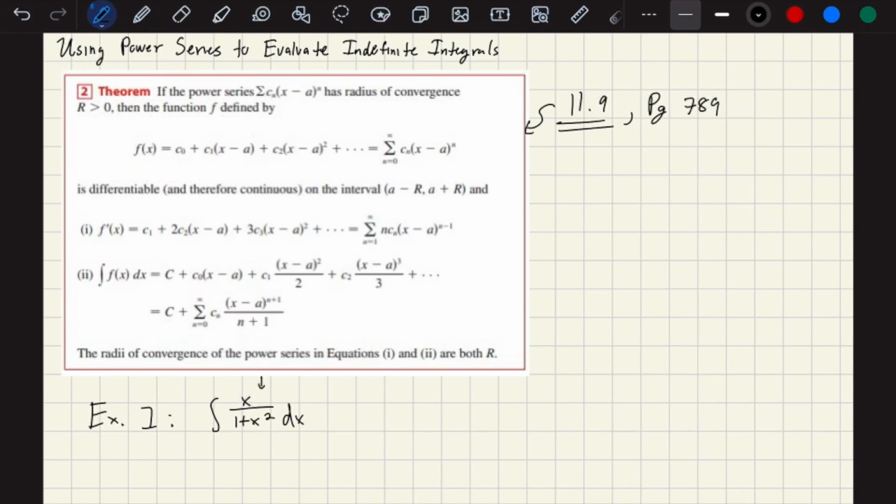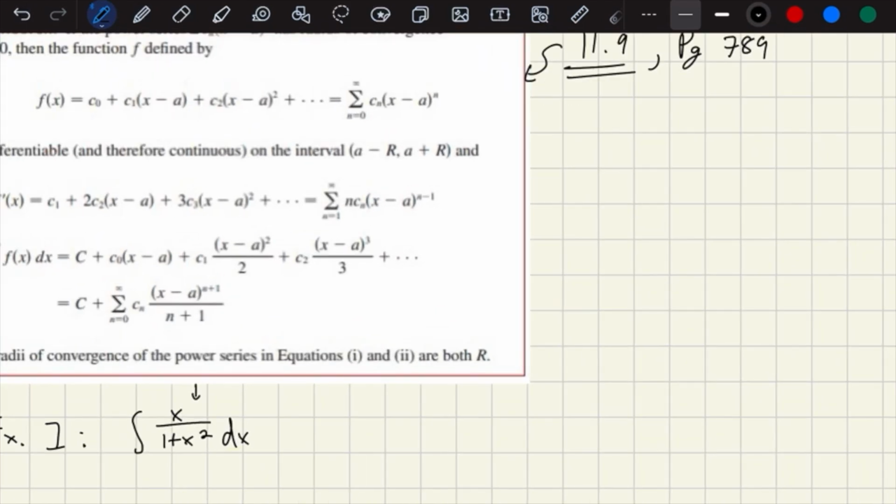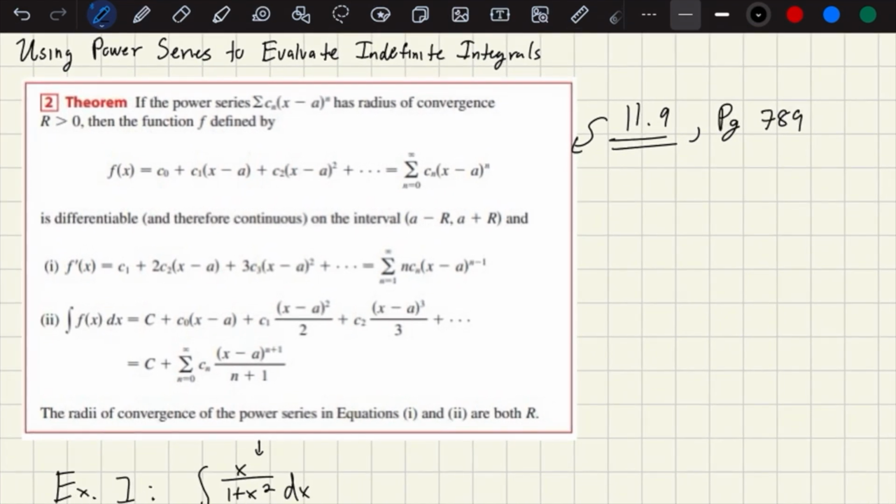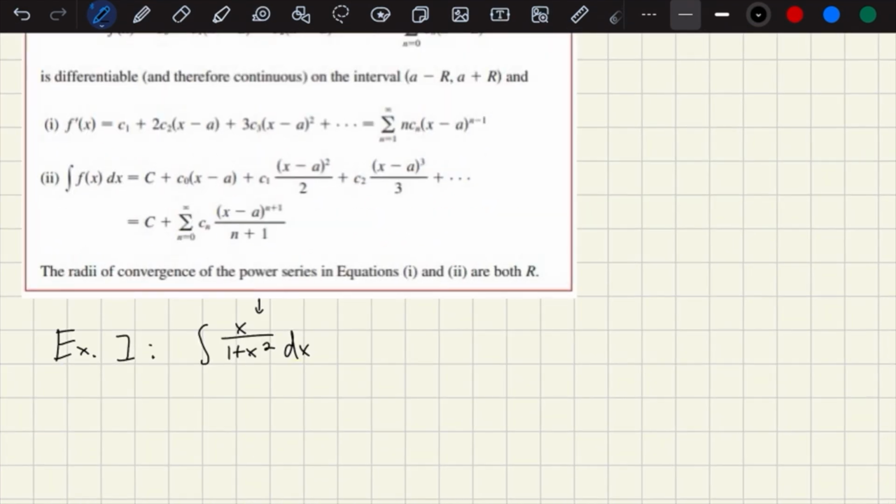Okay, welcome back to hopefully the last example that you have to watch, if you are watching, on how to use a power series to evaluate an indefinite integral. And this is on topic 11.9 on page 789 if you're actually interested in looking at the theorem and doing some examples on your own, because there are some in the textbook.